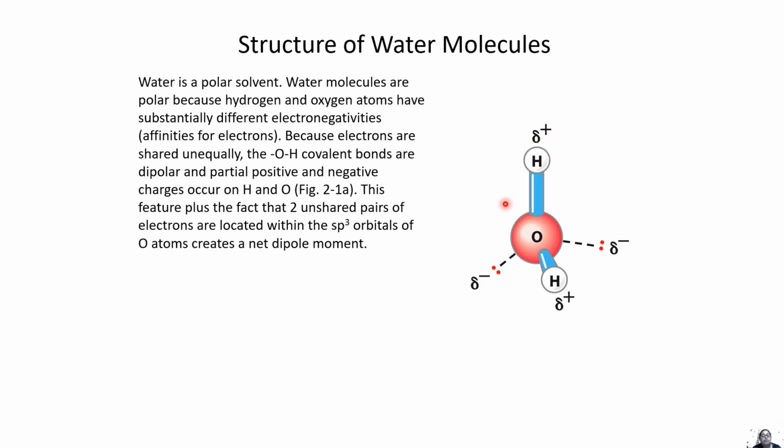So water is a polar solvent because hydrogen and oxygen atoms have substantially different electronegativities, that is, different affinities for electrons. Because electrons are shared unequally, the OH covalent bonds are dipolar and partial positive and negative charges occur on hydrogen and oxygen. This feature, plus the fact that there are two unshared pairs of electrons located within the sp3 orbitals of the oxygen atom, creates a net dipole moment.